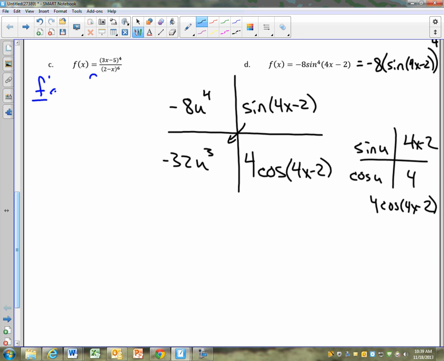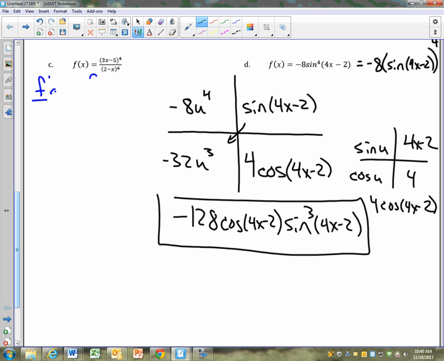So we multiply. What's -32 times 4? Times the cosine of 4x minus 2, times u to the 3rd. What is u? Sine to the 3rd, then, of 4x minus 2. You can't put the 3rd here because then it would be 4x minus 2 to the 3rd. It would have to be parentheses around everything if you want to write that.